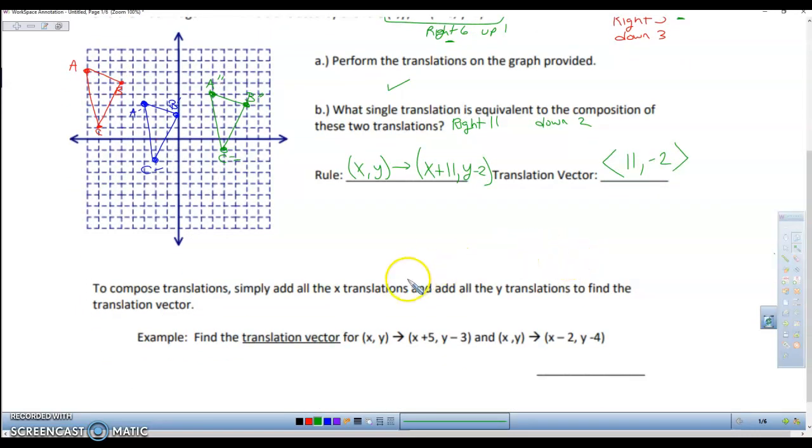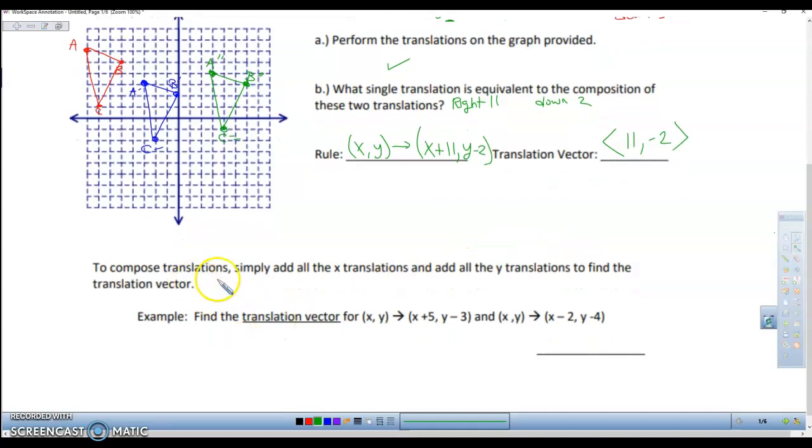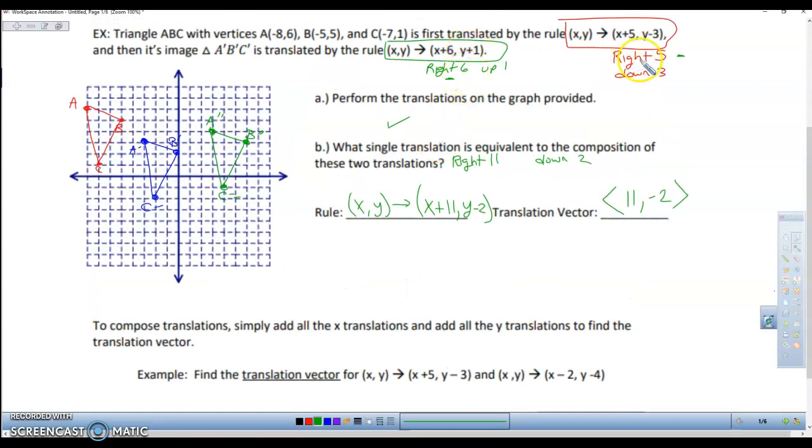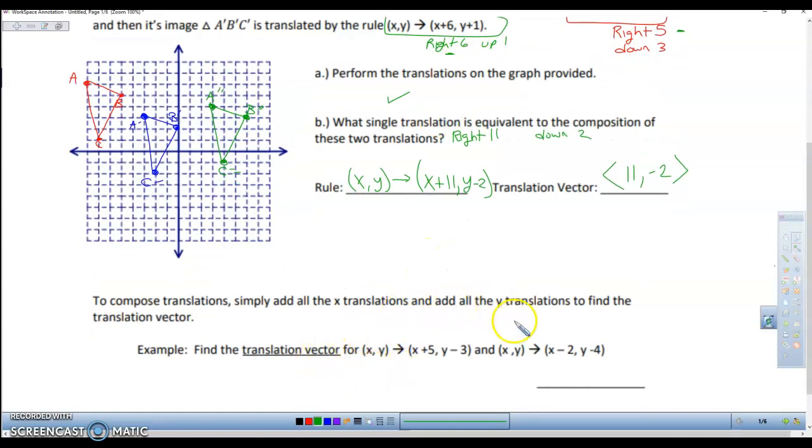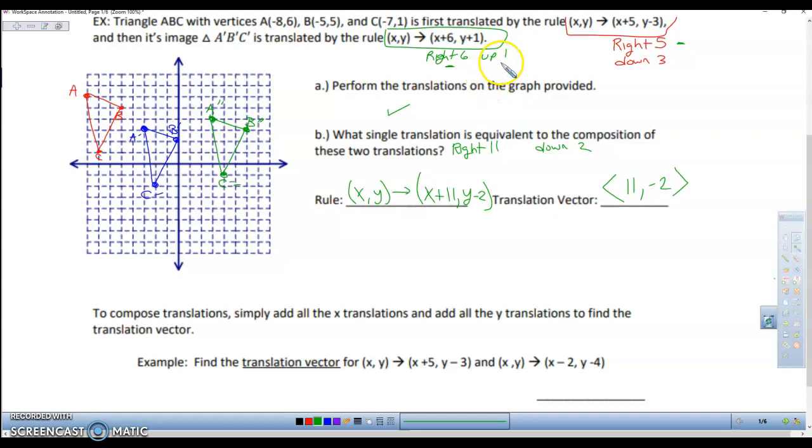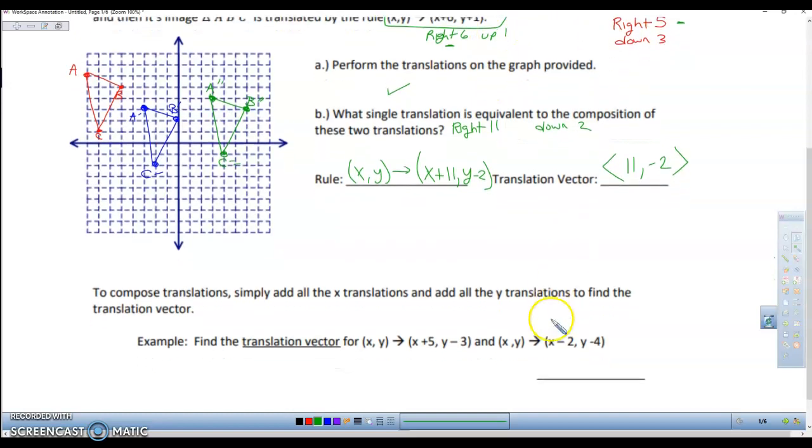So really, the shortcut there simply is to compose translations. All you have to do is add up the x translations, which is what I did. The 6 and the 5 gave me 11. And the y translations, the positive 1 and the negative 3, gave me negative 2.